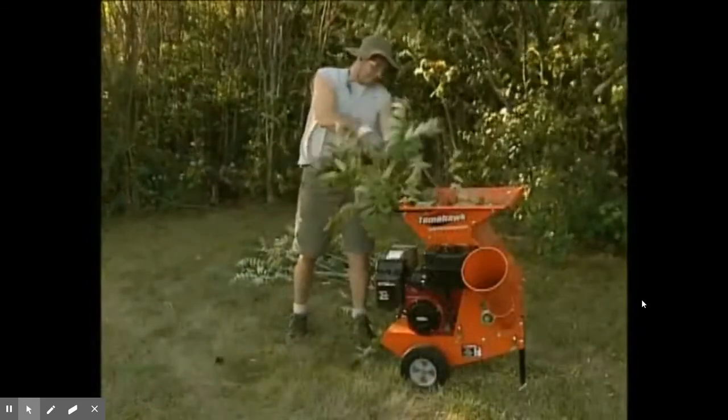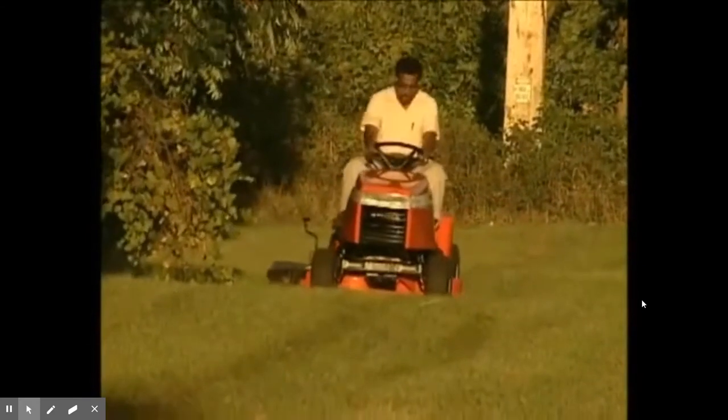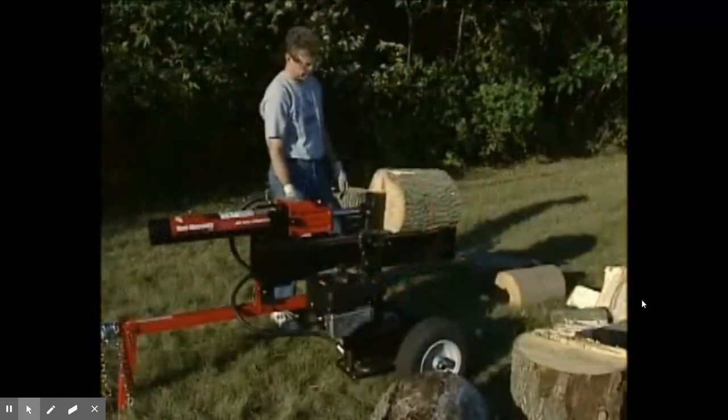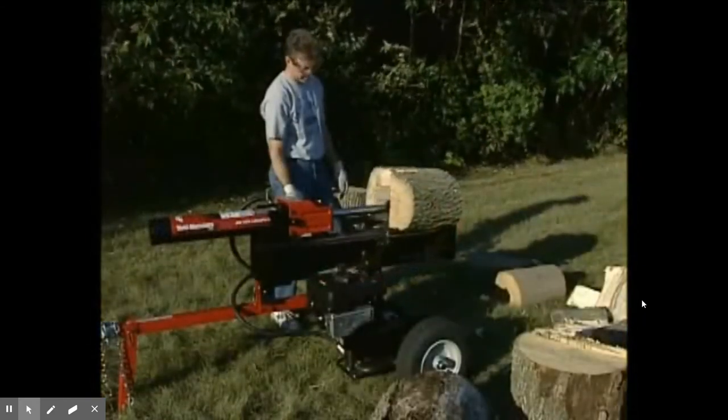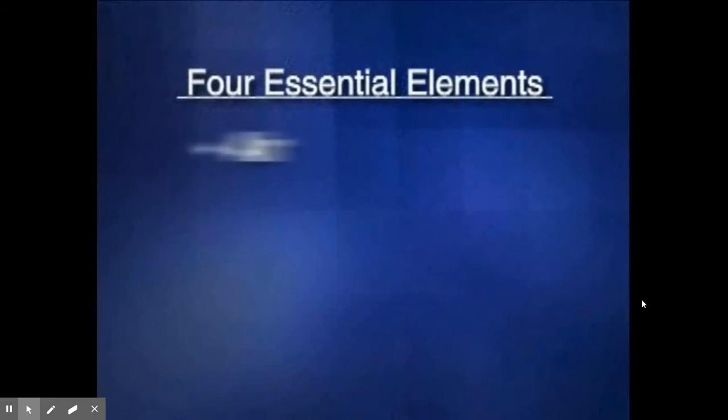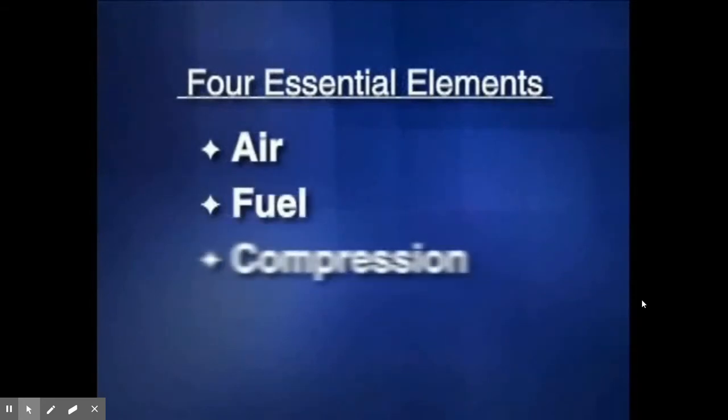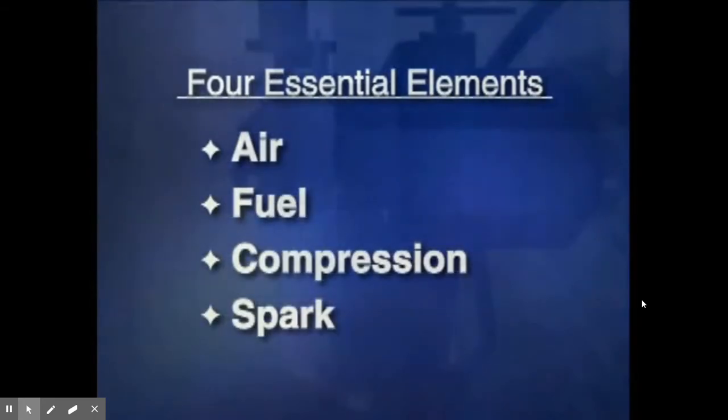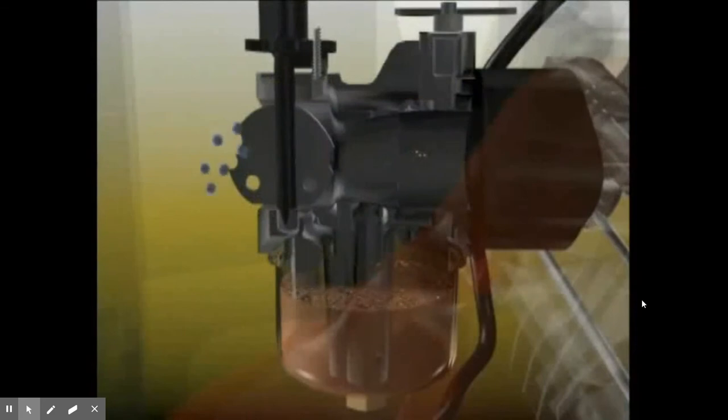To help us better understand carburetors, let's review the 4 cycles of a properly running engine and carburetor. 4 elements are required in an internal combustion engine to allow it to run. Those elements are air, fuel, compression, and spark. Air and fuel enter the engine through the carburetor. It's the job of the carburetor to supply a mixture of air and fuel that will allow proper combustion.